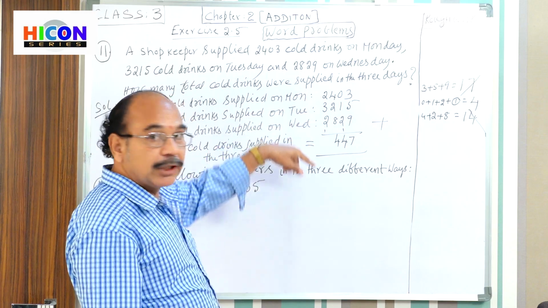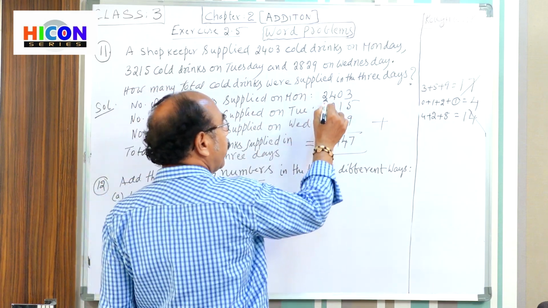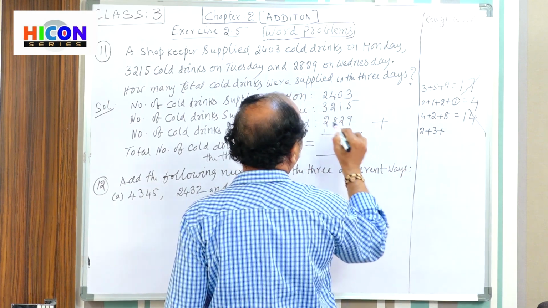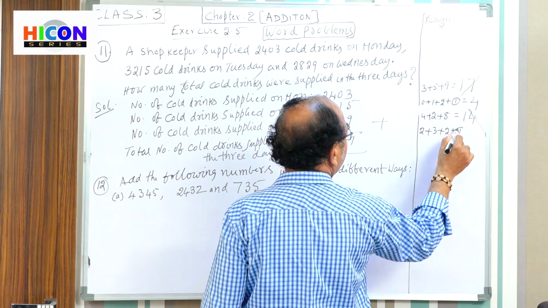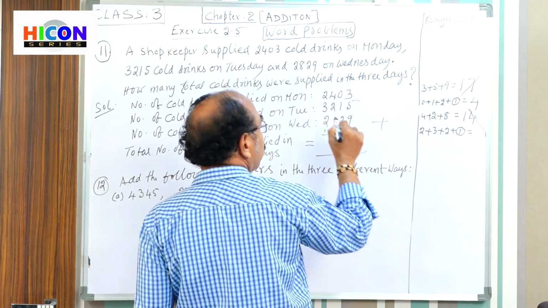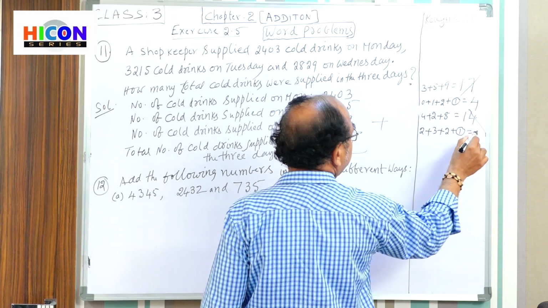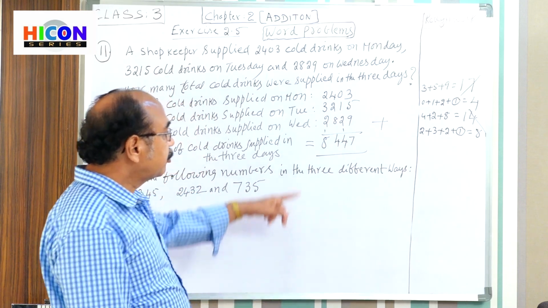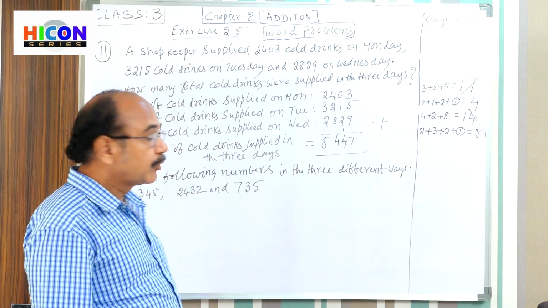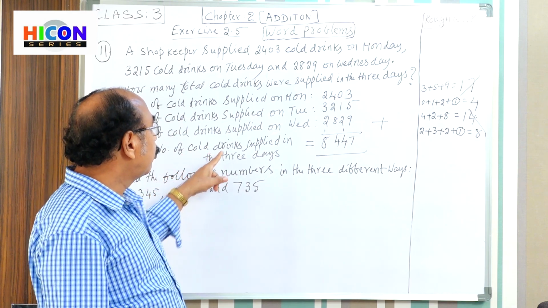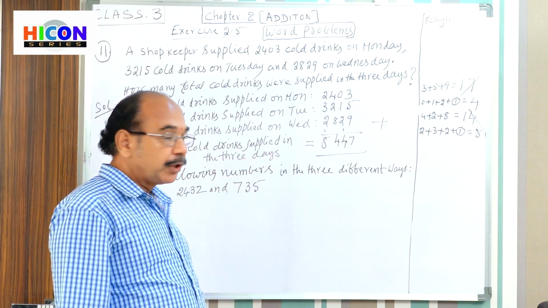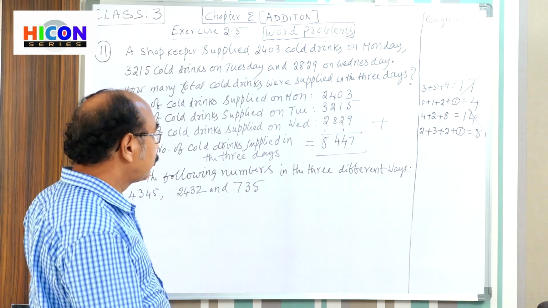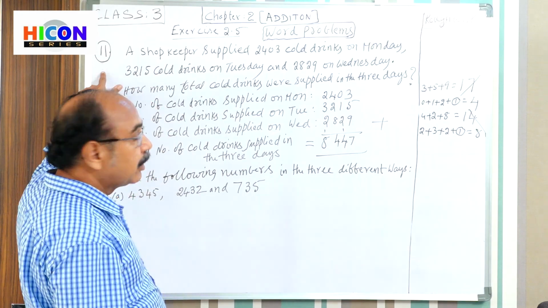Now add the digits in the thousands place. That means 2 plus 3 plus 2 plus 1. So 2 plus 3, 5, plus 2, 7, plus 1, 8. 8 we write. 8,447 cold drinks supplied in the 3 days. In the 3 days, total number of cold drinks is 8,447. Okay, students, that is the 11th question.